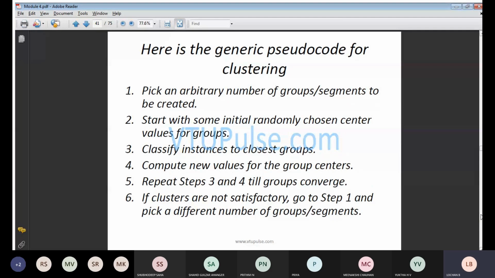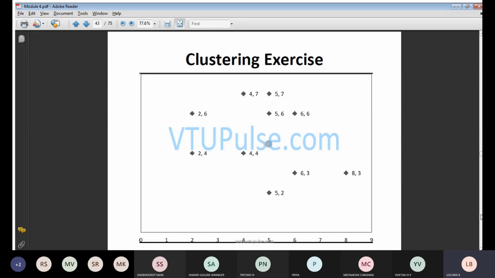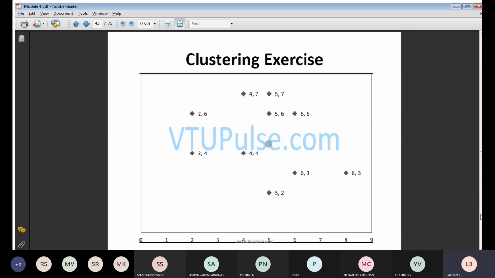So this is the pseudocode for the clustering. Pick an arbitrary number of groups or segments to be created. Start with some initially randomly chosen center values for the groups. Classify instances to the closest group. We are going to compute new values for the group entries, and we are going to repeat steps 3 and 4. Here we will be taking two variables, x and y. We will be taking certain values and grouping them: first is 2, 4, then 2, 6, then 5, 6. We will be forming the groups.